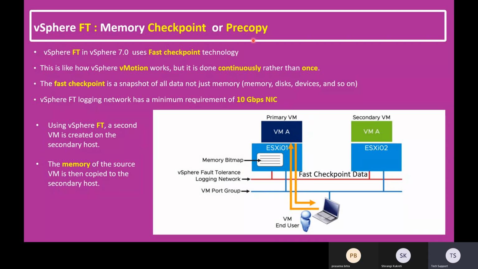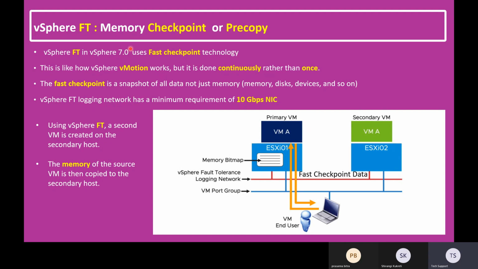See, memory checkpoint pre-copy. Even if you see here in this diagram, we have a memory bitmap. It is the same concept as our vMotion concept. But in vMotion, we copy only one time, a migration copy once only. But here it is a continuous copy. Okay, let's talk about the description.